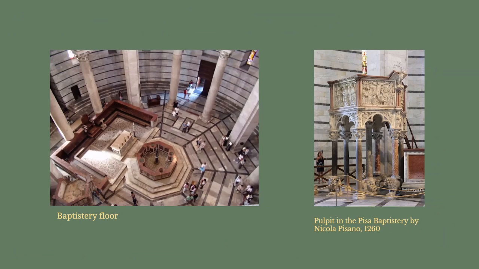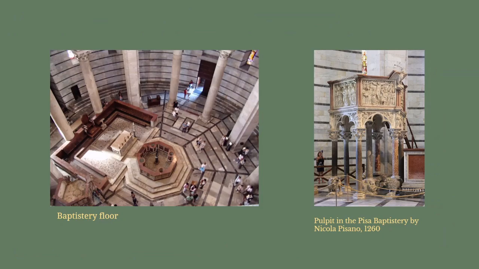The famous pulpit was sculpted between 1255 and 1260 by Nicola Pisano, the father of Giovanni Pisano, the artist who produced the pulpit in the Pisa Cathedral main building.